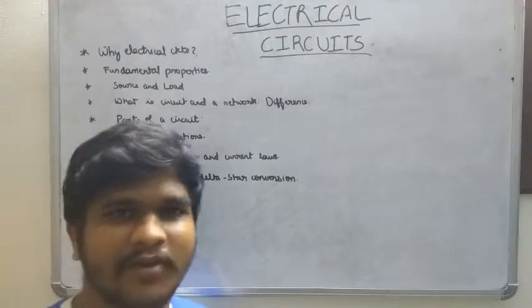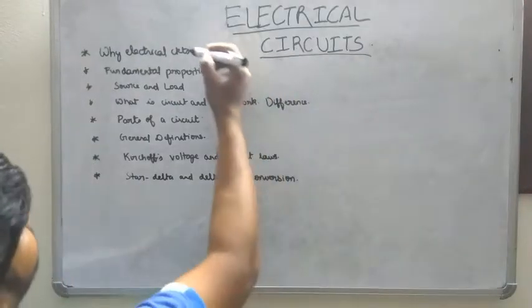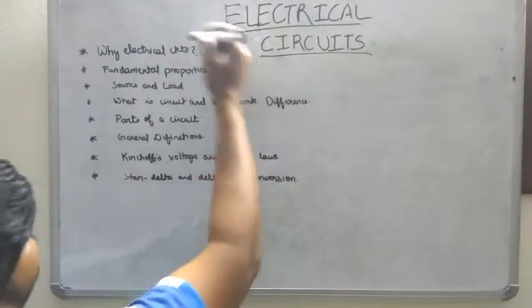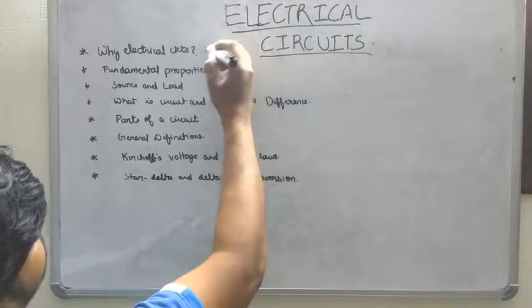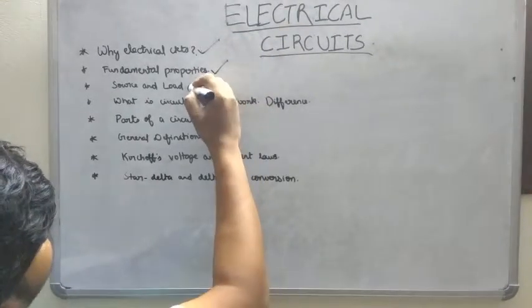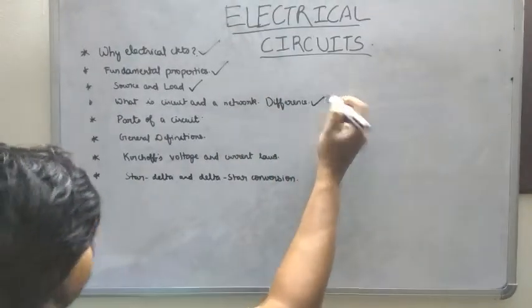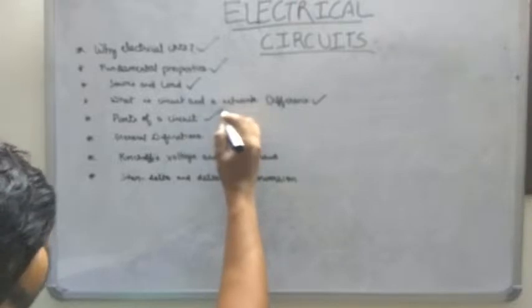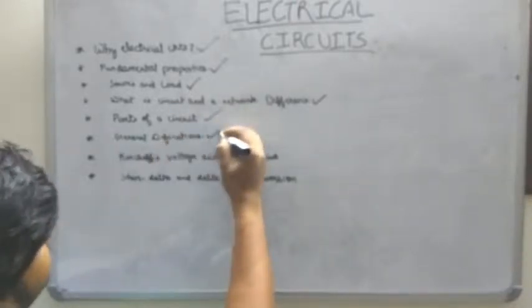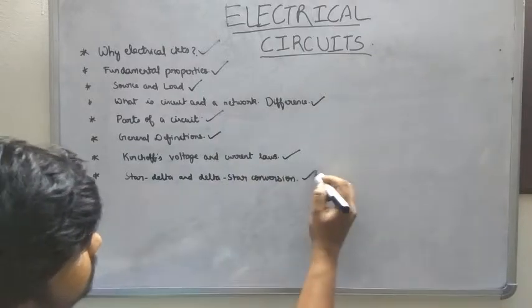Hi friends, today we are going to study about electrical circuits, and in this video we are going to learn about some basic fundamentals like why electrical circuits are required and some fundamental properties, the difference between source and load, and what is a circuit and a network and what is the difference between them, and then parts of a circuit and some general definitions, Kirchhoff's voltage and current laws, and star to delta and delta to star conversions.